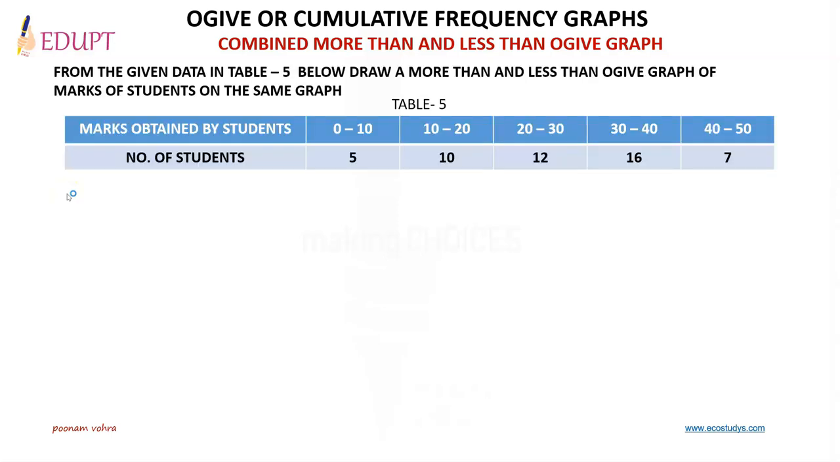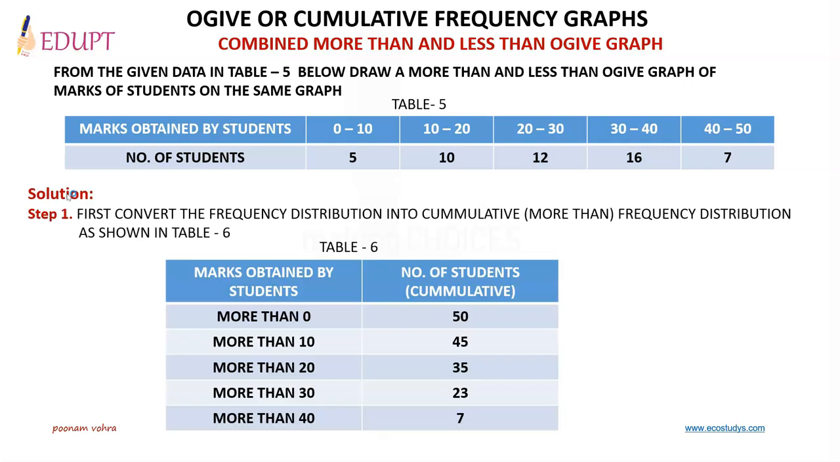To understand the construction of Ogive by more than and less than method in a combined manner, we need to take the same illustration, that is about marks obtained by students given in class intervals beginning from 0 to 10 till 40 to 50 and number of students as 5, 10, 12, 16 and 7. So you need to convert cumulative frequencies by more than method.